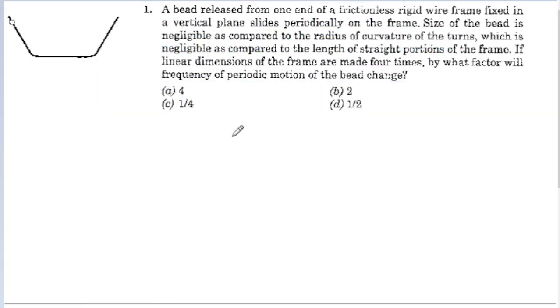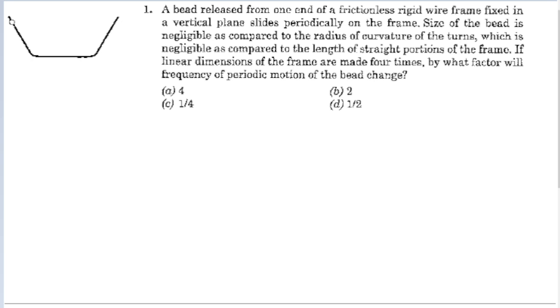A bead is released from one end of a frictionless rigid wire frame fixed in a vertical plane, and slides periodically on the frame. The size of the bead is negligible as compared to the radius of curvature of the turns, which is negligible as compared to the length of the straight portion of the frame. If the linear dimensions of the frame are made 4 times, by what factor will the frequency of the periodic motion of the bead change?